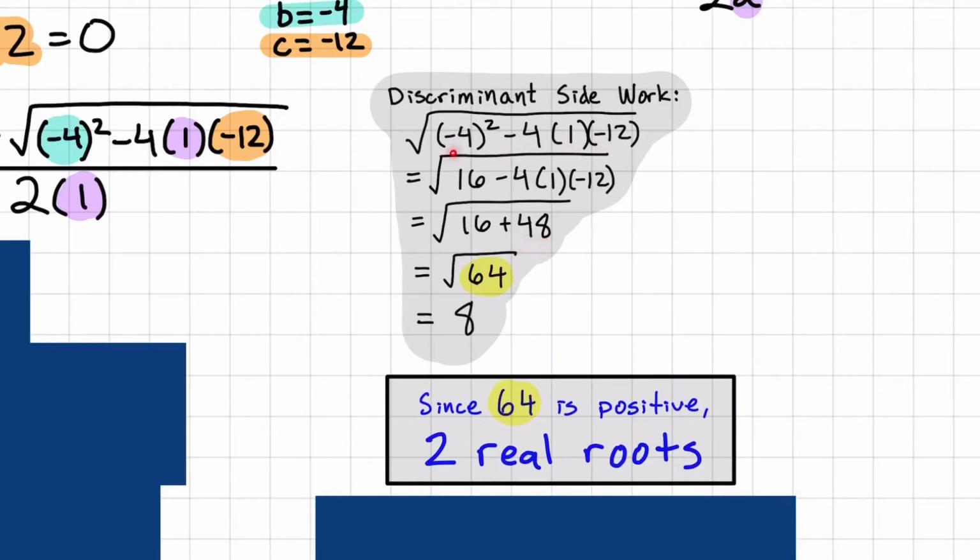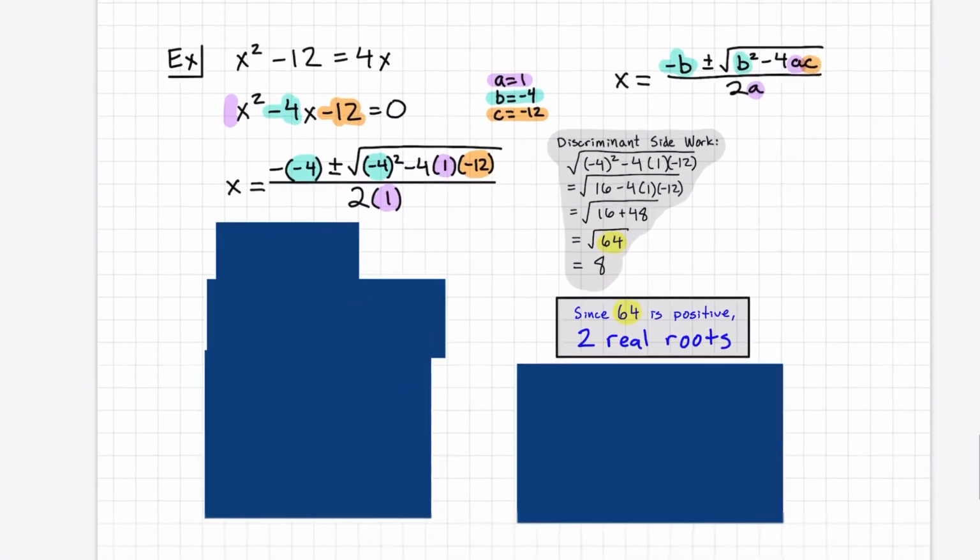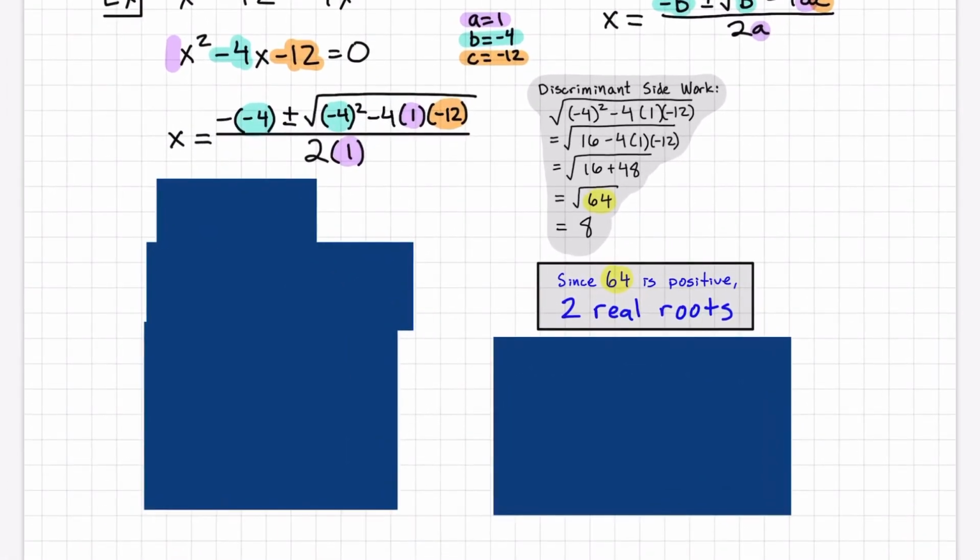And you could do the squaring and the multiplying at the same time. I chose to do it in 2 different steps. I think in the next example, I do them at the same time. So I end up with 16 plus 48, and so I end up with 64. Square root of 64 is 8. So since 64 is positive, we have 2 real roots. So I can replace all that square root of negative 4 squared minus 4 times 1 times negative 12 with just 8. So now let's simplify this.